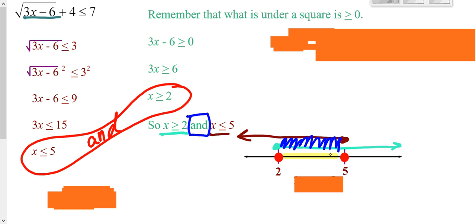Now, if you're shading in between two numbers, you can write that as a compound inequality with your variable in between your two numbers.